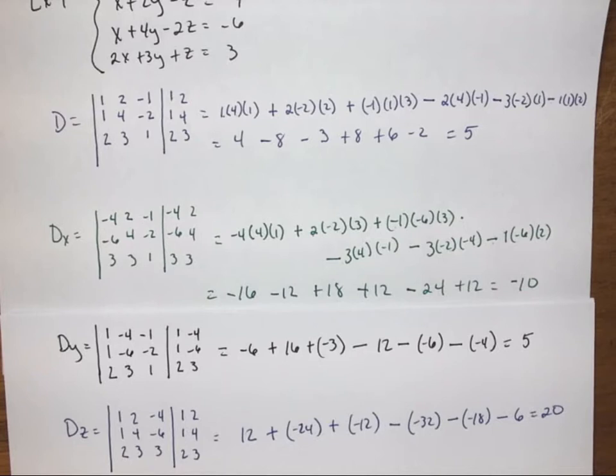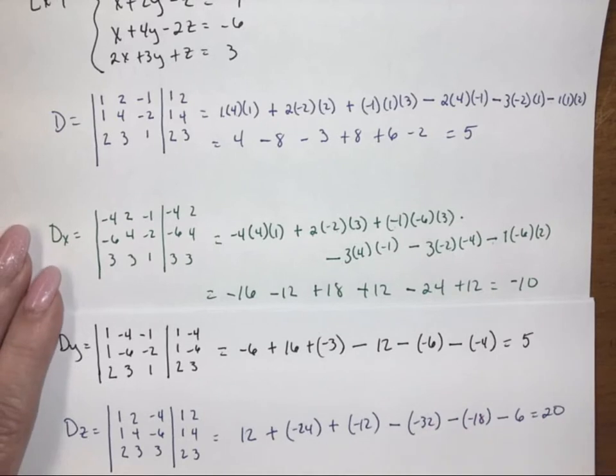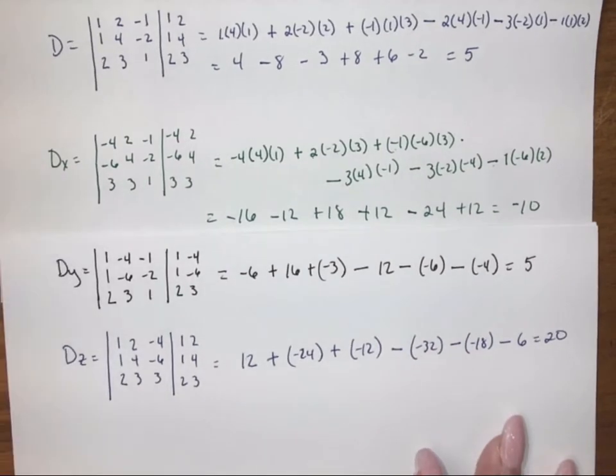All right, now that we have our d, our dx, our dy, and our dz, we can find the values of x, y, and z. So we're doing it the same way we did on the previous problem.